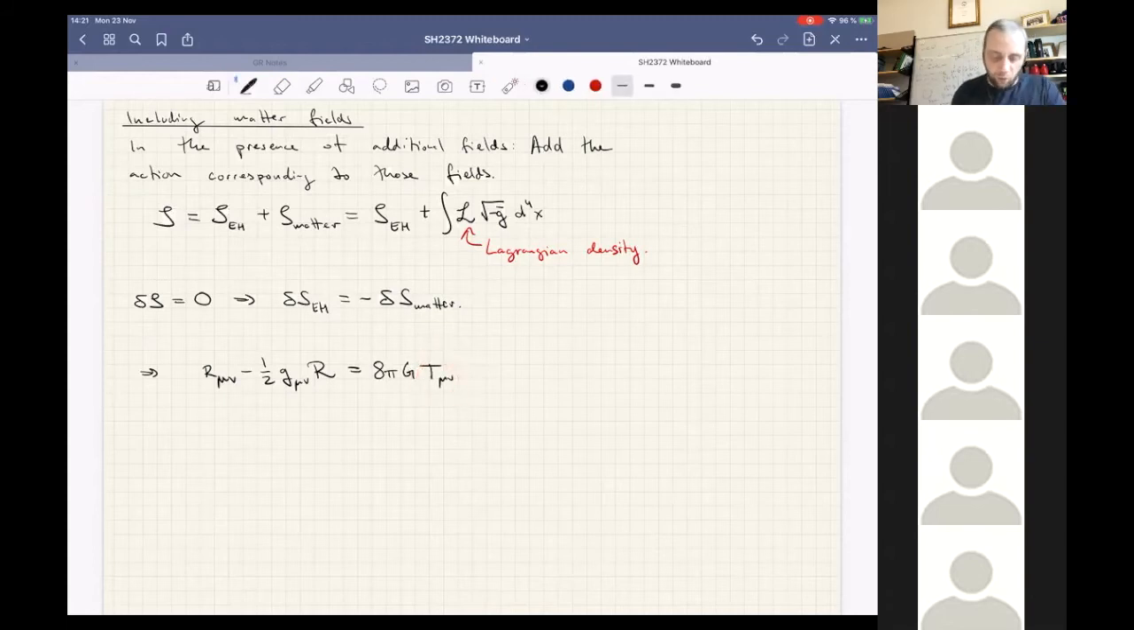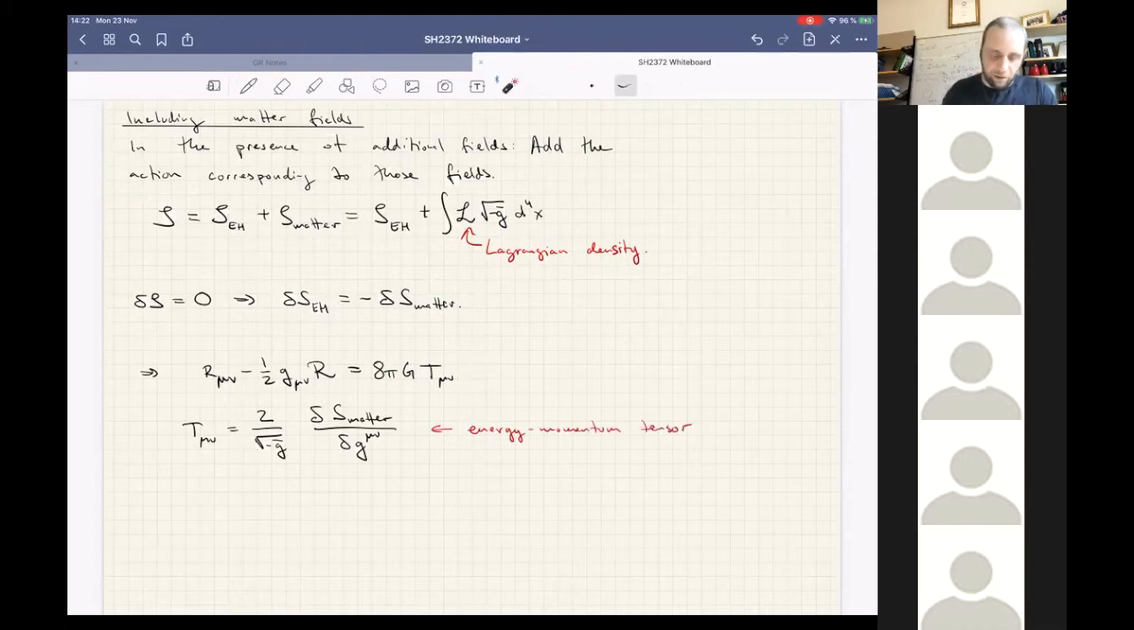So once we have solved for everything, T mu nu is going to be equal to 2 divided by the square root of the metric determinant, and then the functional derivative of the matter action with respect to the inverse components of the metric. So this is what we're going to call the energy momentum tensor. And if you look at these Einstein equations, these are the general Einstein field equations.